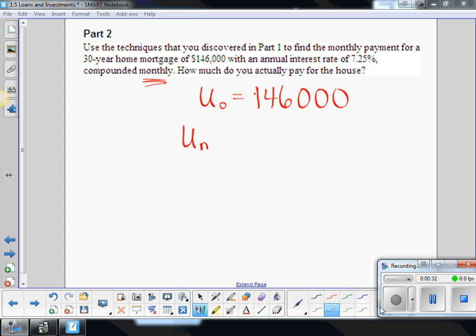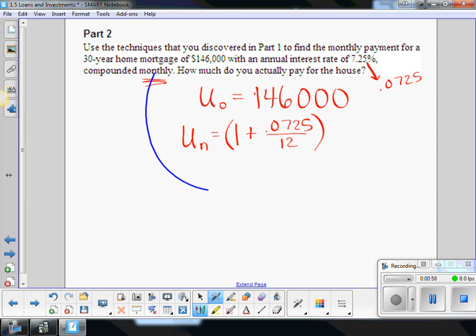That's the amount that we need to borrow. And the next year, we need the formula 1 plus 0.0725. That's what you get when you convert 7.25 to a decimal by moving the decimal 2 places to the left. Or another way of looking at it is to divide it by 100. We divide by 12 because it says right here that we're compounding monthly. So that's always a 12 if you're compounding monthly. This gets multiplied by U sub n minus 1, and then we need to subtract the payment. And the payment is what they want us to figure out first in this problem.